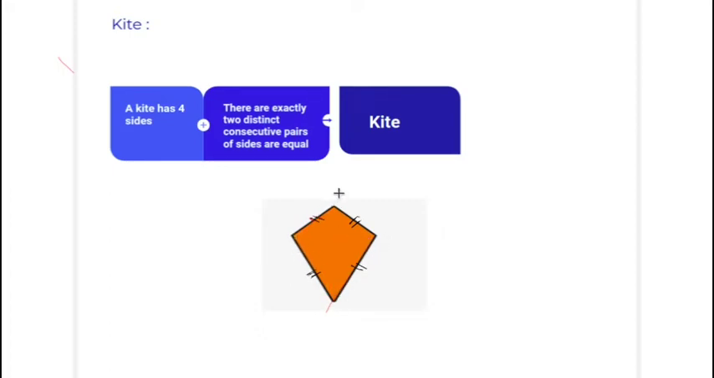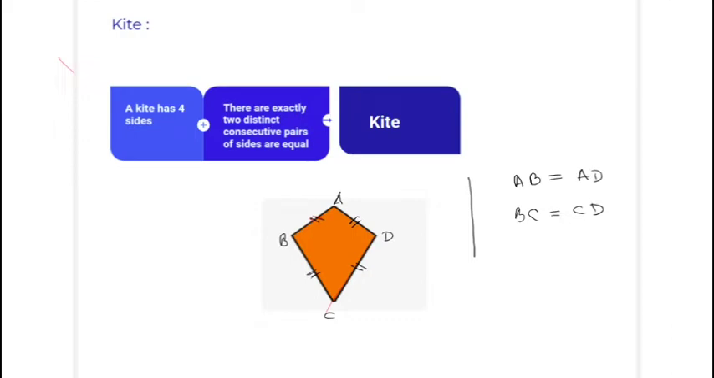Now if we name it A, B, C and D, then what is a kite? It should have four sides, that we already know, and AB equals AD, and these two are a consecutive pair. And similarly, BC will be equal to CD. BC equals CD. So these two are also a consecutive pair. So this is the definition of a kite.